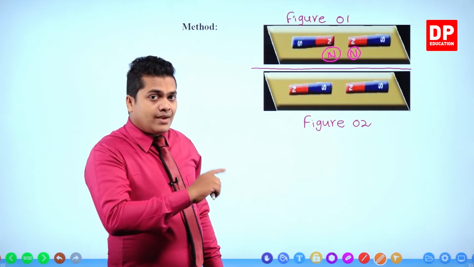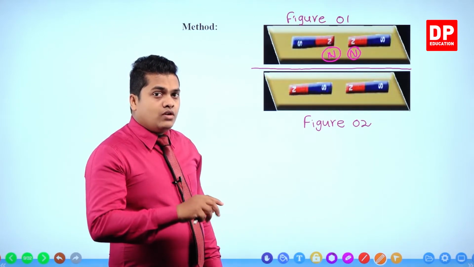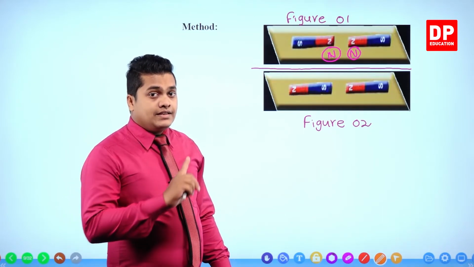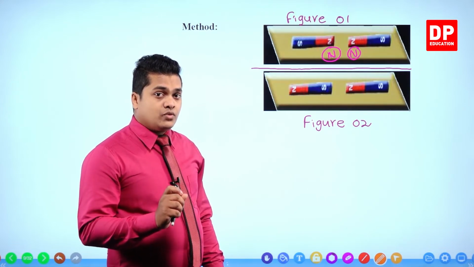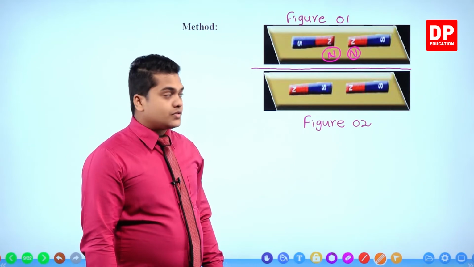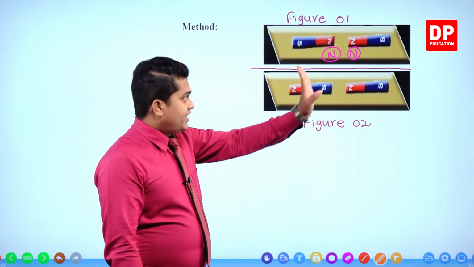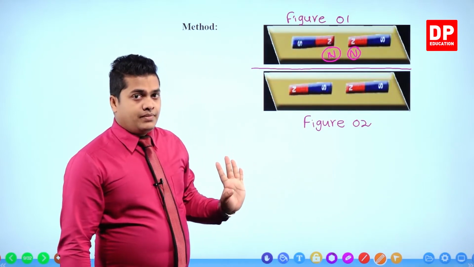Then you have to gently tap on it so that the iron powder would arrange to a certain pattern, like in the earlier case which we studied, the magnetic field. Okay, so after that you have to keep this apparatus in a certain place.